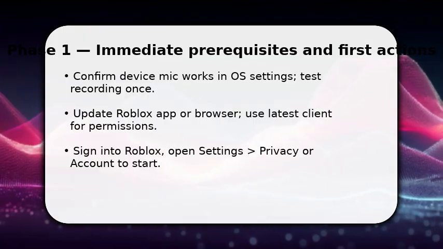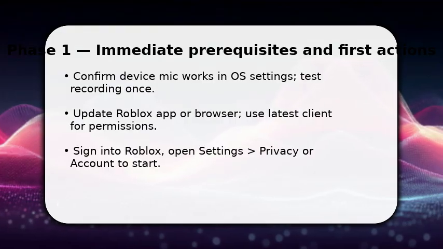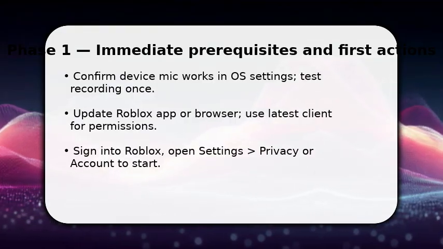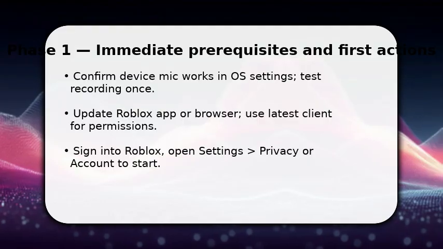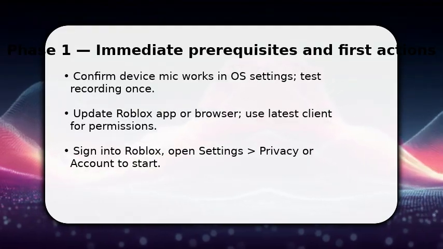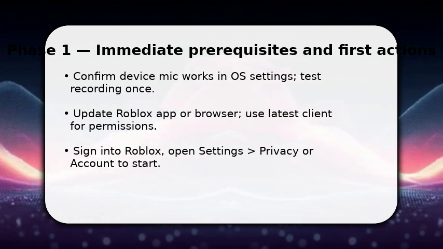Then open Settings and go directly to the Privacy or Account tab. This is where microphone access appears. You do this because Roblox reflects OS permissions, so fixing it here saves time. If you're in a browser, keep that tab visible. If you're in the app, stay signed in before continuing.